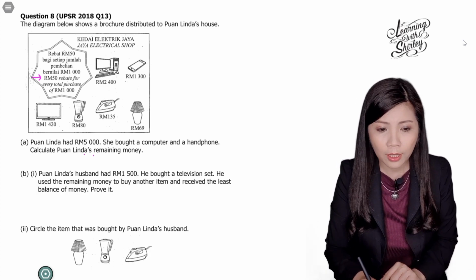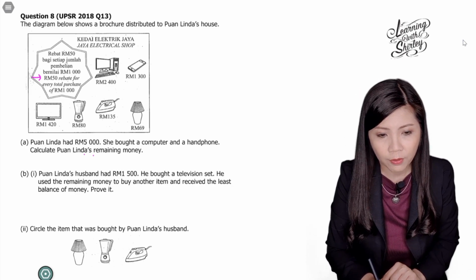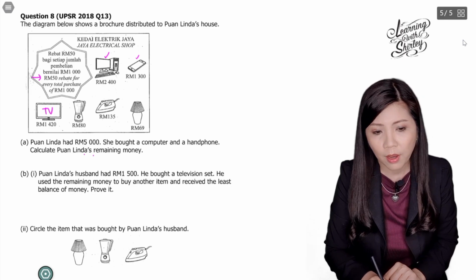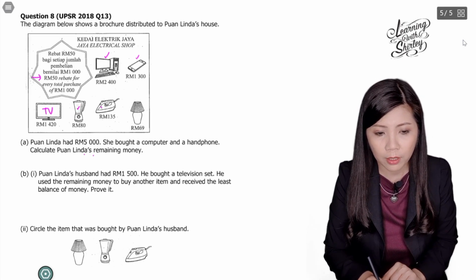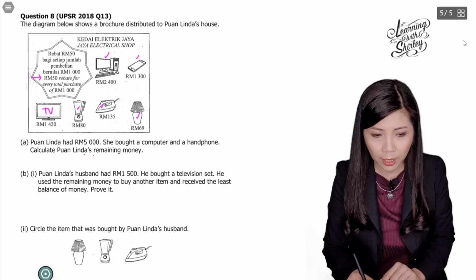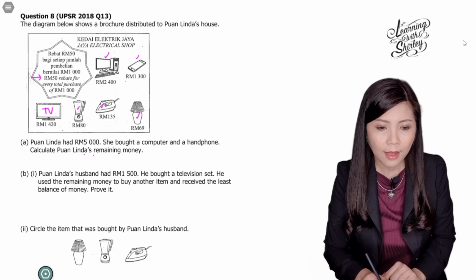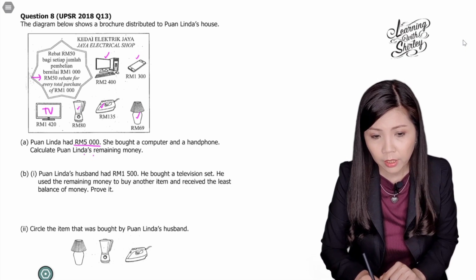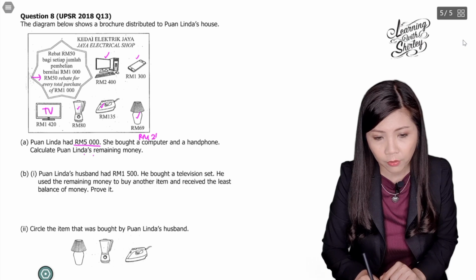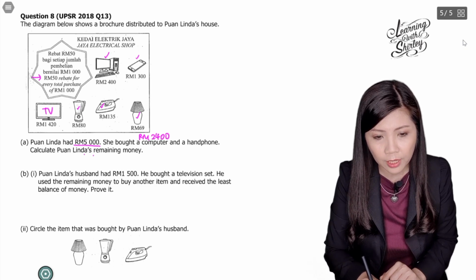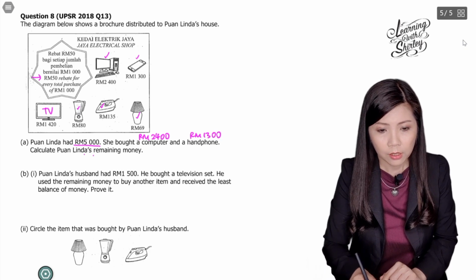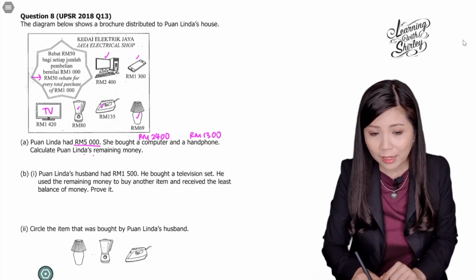So let's look at the price of the items. We have a computer, a mobile phone, a TV, a blender, an iron, and a lamp. So let's read A. Puan Linda had 5,000 ringgit. This is the amount of money that she has. She bought a computer and a handphone. So how much is a computer? It's 2,400, and then the handphone is 1,300. So calculate Puan Linda's remaining money.